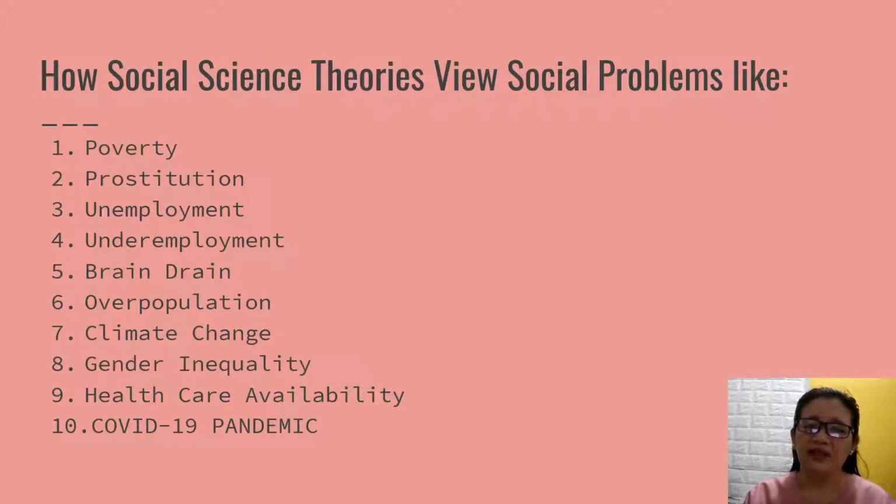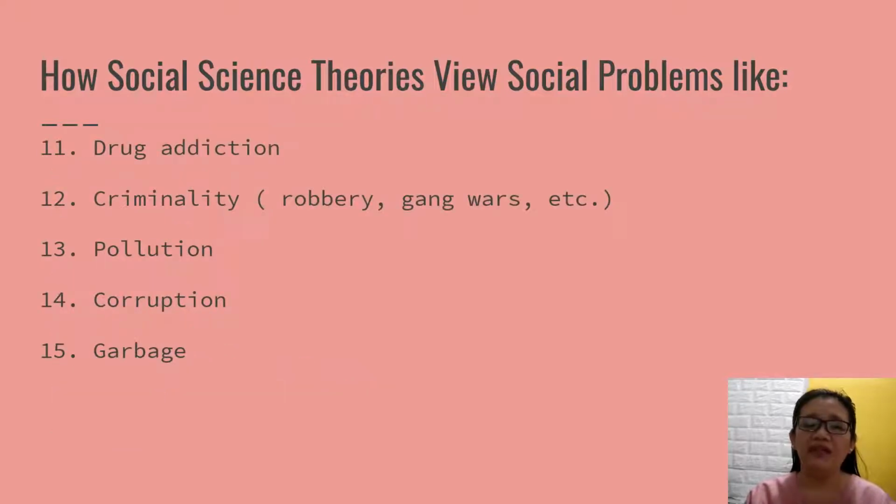So the question is, how do social science theories view social problems like number 1, poverty, number 2, prostitution, number 3, unemployment, number 4, underemployment, number 5, brain drain, number 6, overpopulation. Number 7, climate change. Number 8, gender inequality. Number 9, health care availability. Number 10, COVID-19 pandemic. Number 11, drug addiction. Number 12, criminality like robbery, gang wars, and others. Number 13, pollution. Number 14, corruption. Number 15, garbage. So I got only 15 social problems that we encounter here in the Philippines.